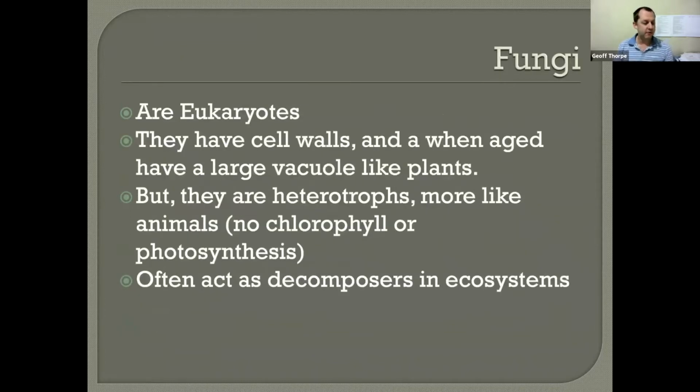Okay, so fungi. Fungi are eukaryotes. Now they have cell walls, and single-celled fungi, when they're aged, can have large vacuoles, which can make them look like plants, but they are actually more like animals. They're heterotrophs. They need to obtain their nutrients from their environment. They don't make their own energy, so they have no chlorophyll. They don't do photosynthesis. They often act as decomposers in ecosystems.